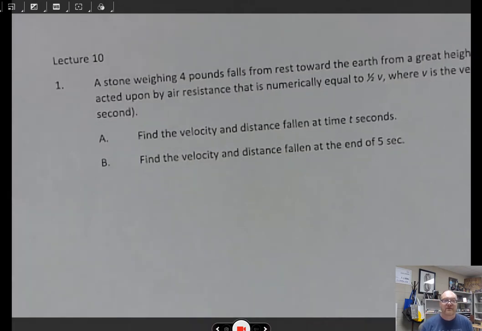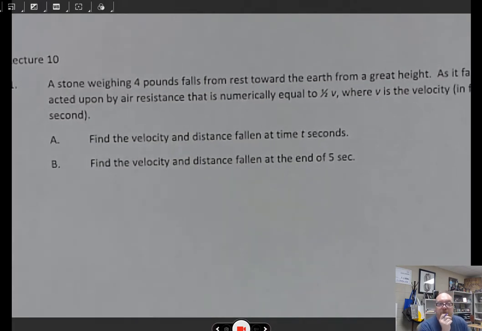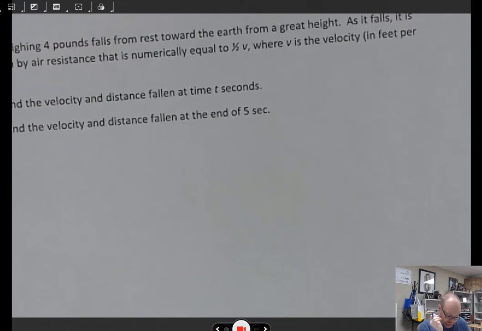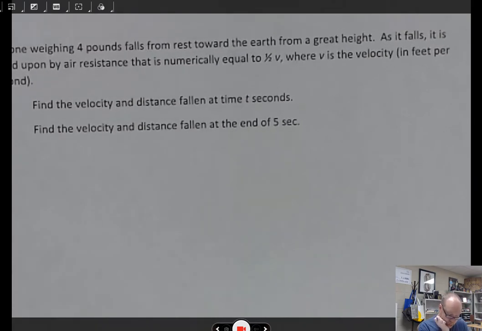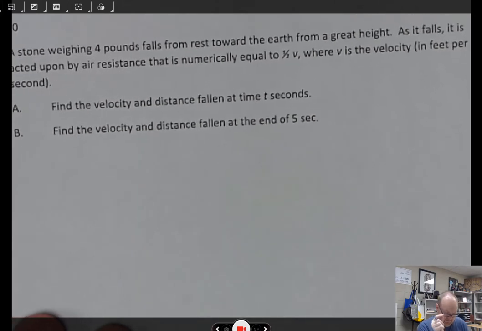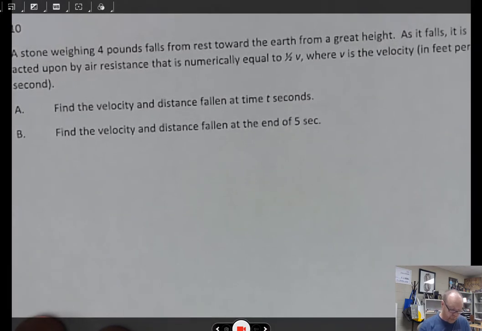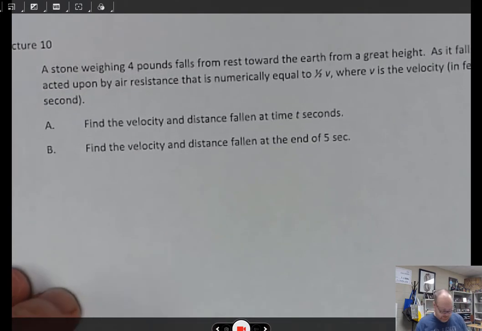All right, so number 1 says a stone weighing 4 pounds falls from rest toward the earth from a great height. Height I don't know about. As it falls, it is acted upon by air resistance that's numerically equal to a negative 1/2 v, where v is the velocity in feet per second. And keep in mind feet per second, so that's going to impact what I do with some of these values. Okay, so several pieces here we need to get.